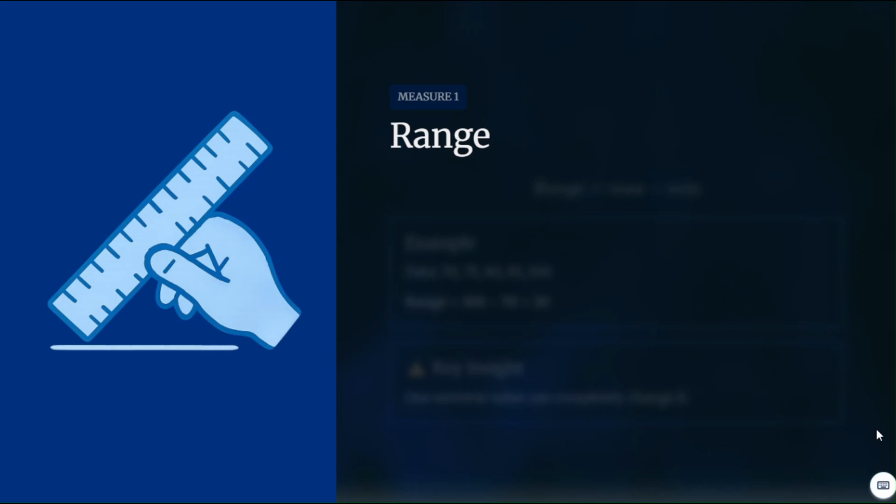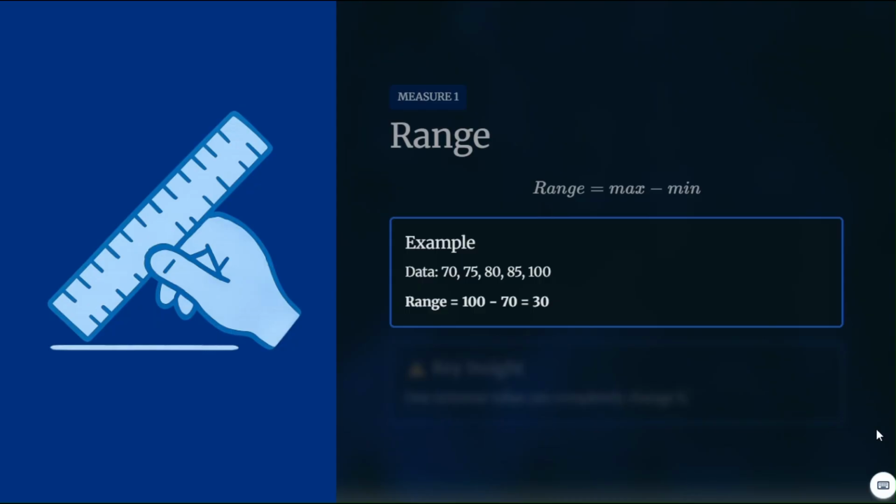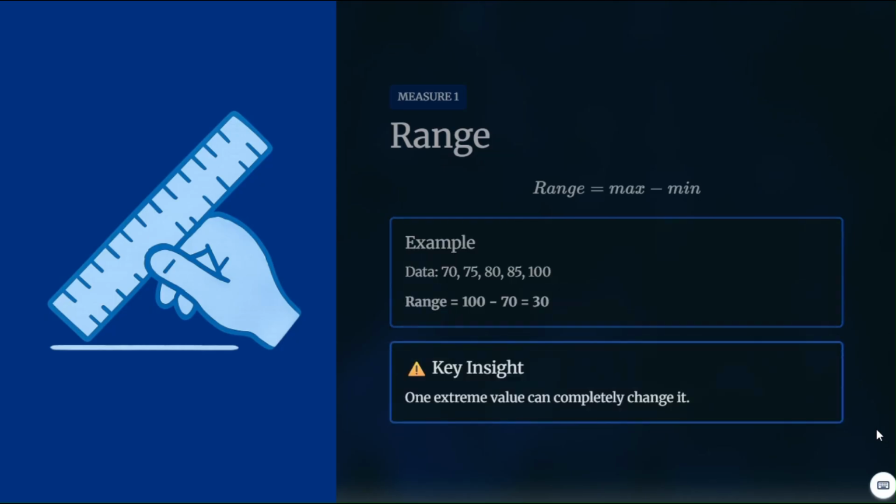The first measure of variation that we'll look at today is the range. It's the fastest to measure because the range is the difference between the highest and the lowest values in a data set. So for instance, let's say we have test scores and our data is 70, 75, 80, 85, and 100. The maximum value here is 100 and the minimum is 70. So our range will be 100 minus 70, which equals 30. The range is quick, but it only uses two numbers. So one extreme value can completely change it.